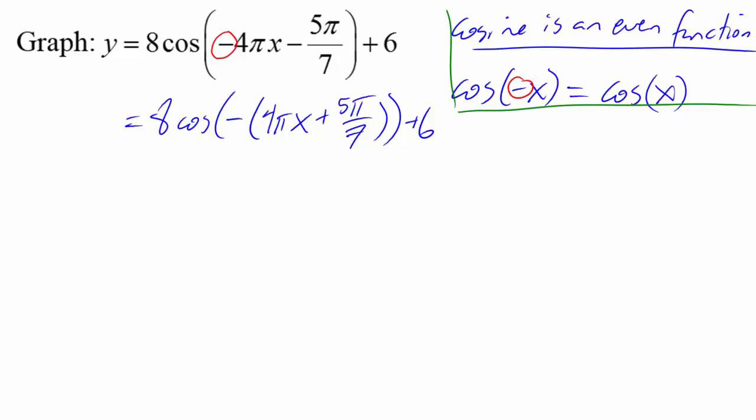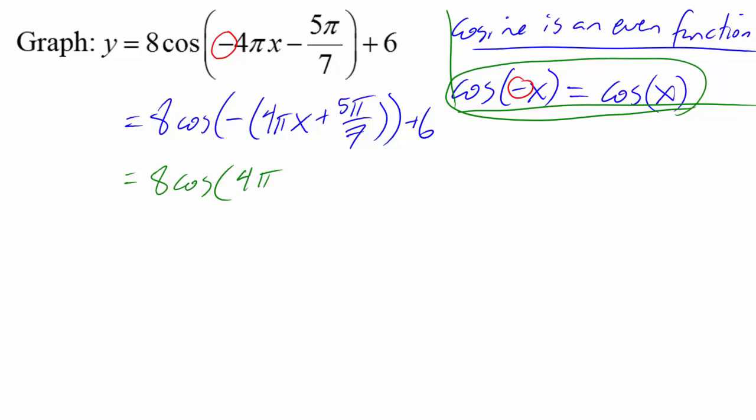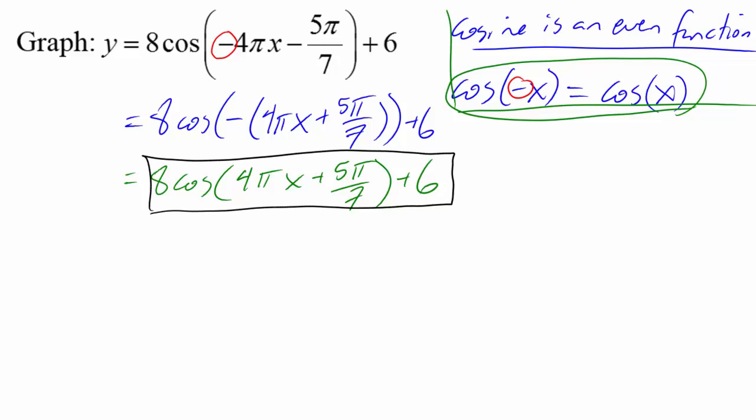And so now is when we're going to use this even property of cosine, since we've got the negative isolated inside the parentheses. So we have now y equals 8 cosine of 4 pi x plus 5 pi over 7, and still with that plus 6 back here at the end. Alright, so this is now the function that we are going to be focused on graphing for the rest of the way. Oh, forgot the y's in front of these.